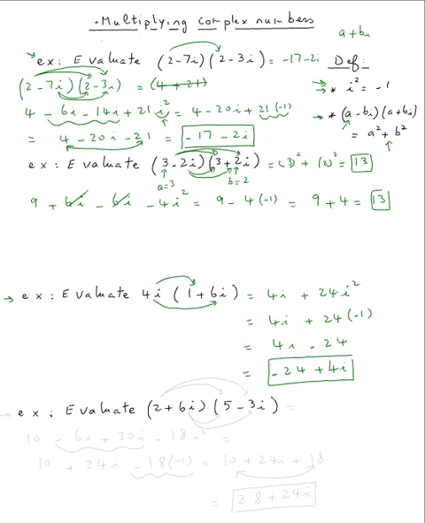Alright, so let's do one more. Last example. Again, this is equal to what? 2 times, we're going to FOIL, 2 times 5 will be 10. 2 times -3i will be minus 6i. 6i times 5, 6 times 5 is 30, it's 30i. 6i times negative 3i is minus 18i squared.